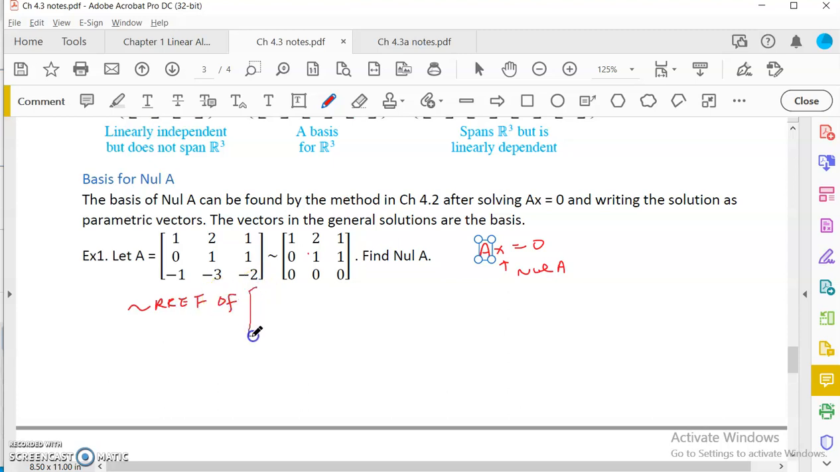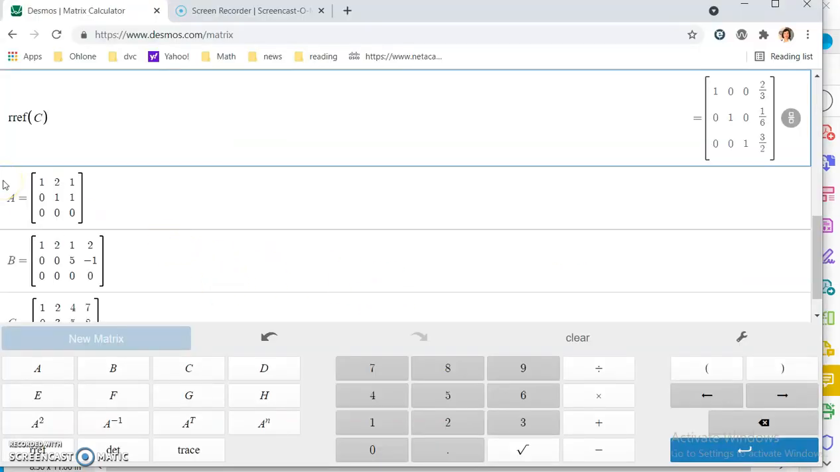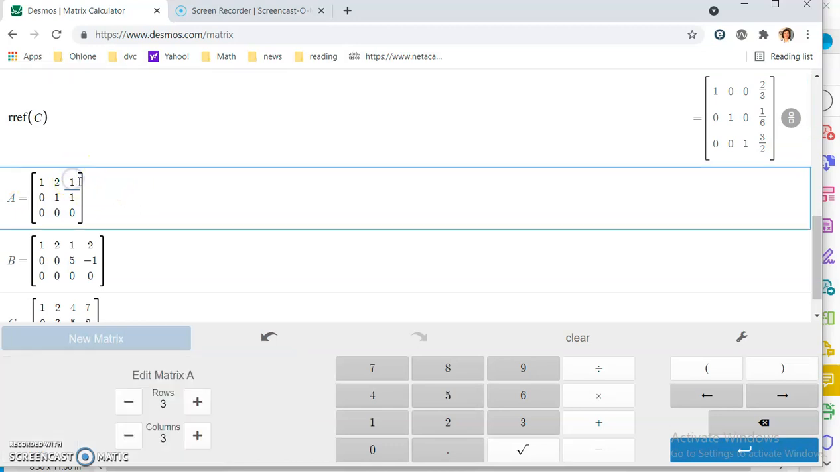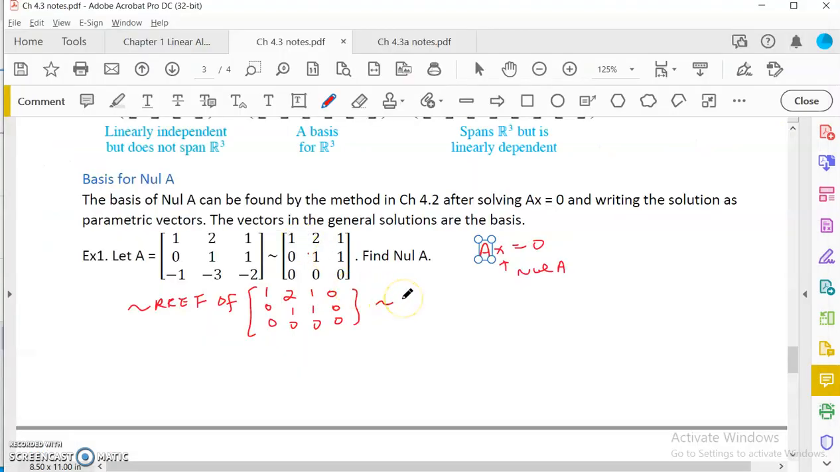So pretend we solve it. When we do the reduced REF of A, it's 1 0 negative 1 0, 0 1 1 0, 0 0 0 0.